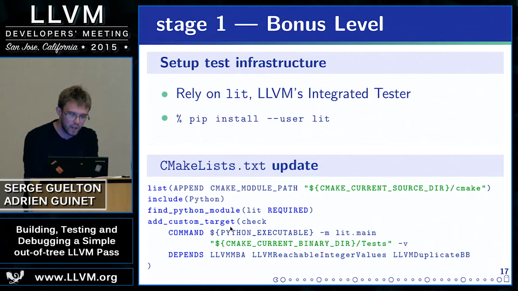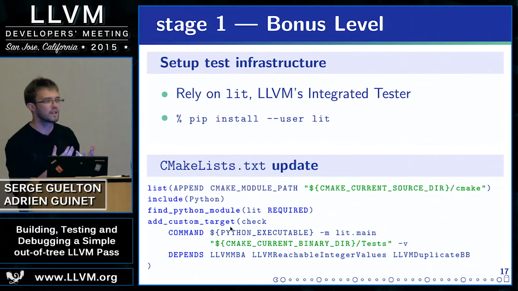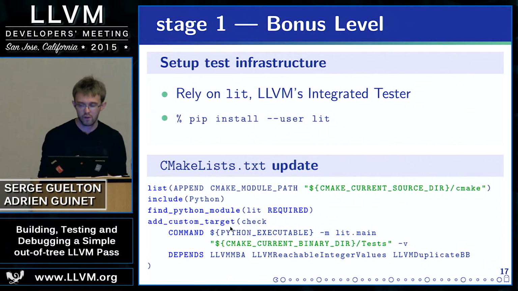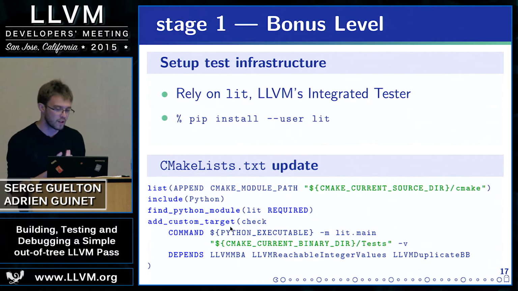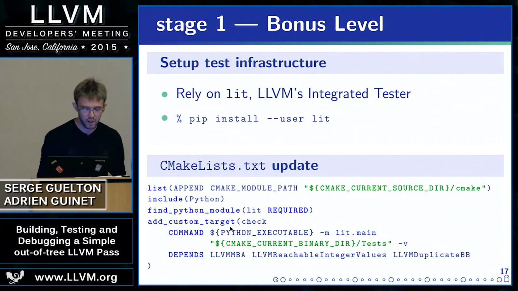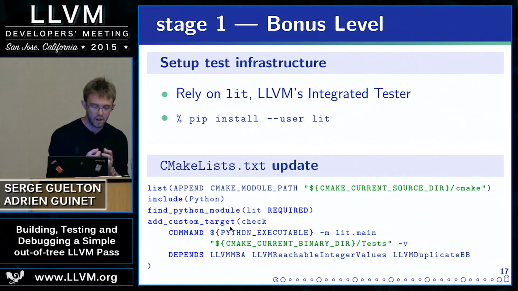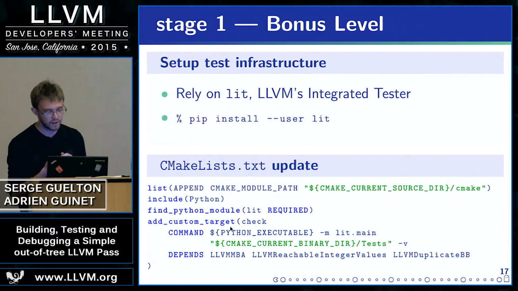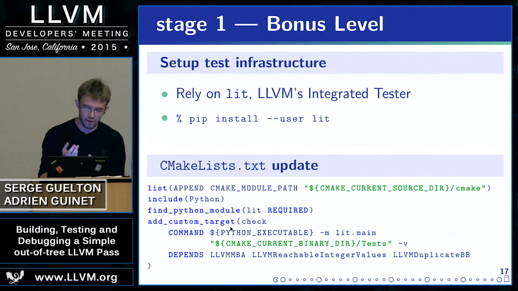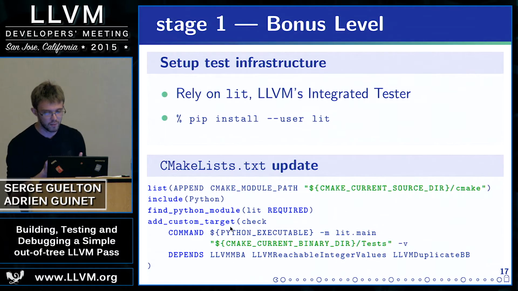So moreover, as we are out of tree, we can't rely on the existing test infrastructure of LLVM, and we still want to test what we're writing. So we can still use LIT, which is LLVM's integrated tester. It's actually available as an external pip module. So you can just launch pip install lit and you have it.